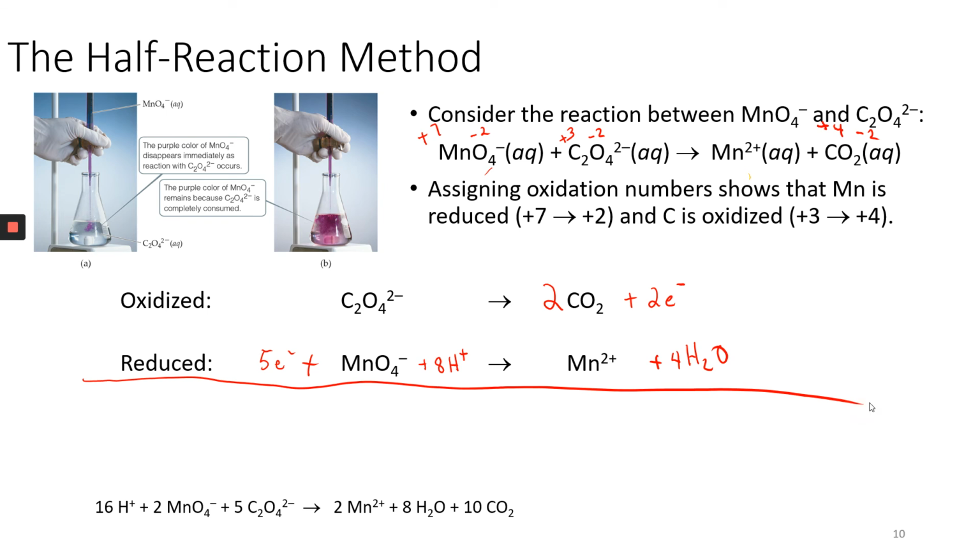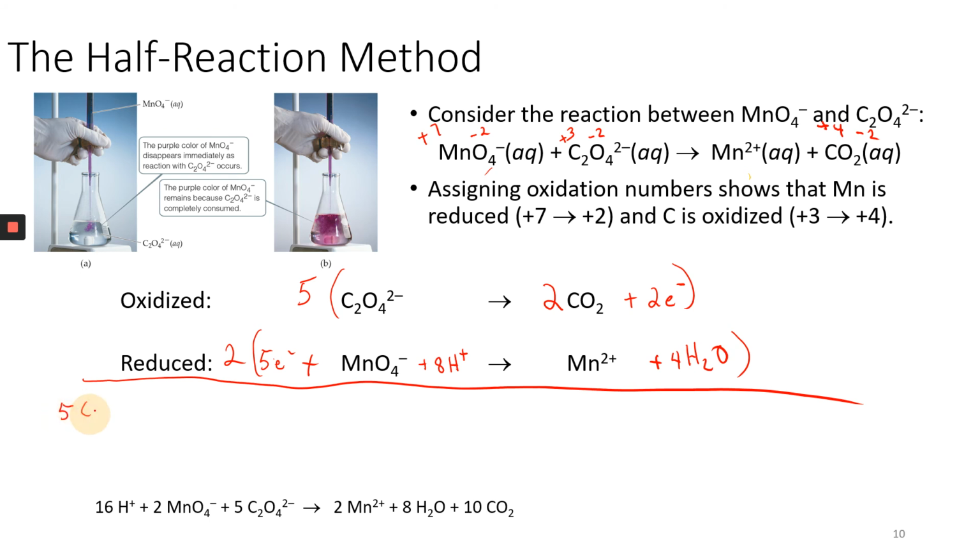But in order to do that, I need my electrons to cancel. So I have 5 electrons here and 2 here. So I need to multiply both of these equations so I can have the same number. So I'm going to multiply the top by 5 and the bottom by 2. And that'll give me 10 electrons on both sides. So now I can start writing this down.